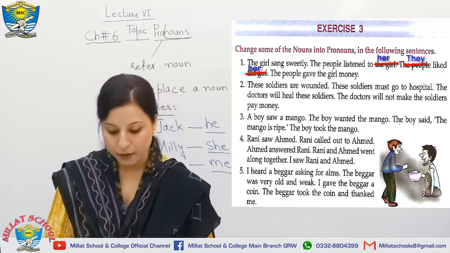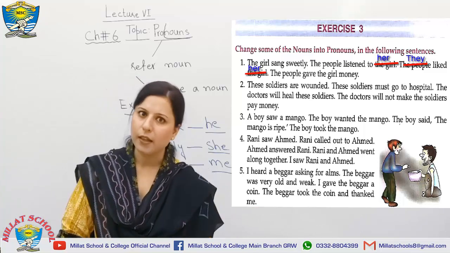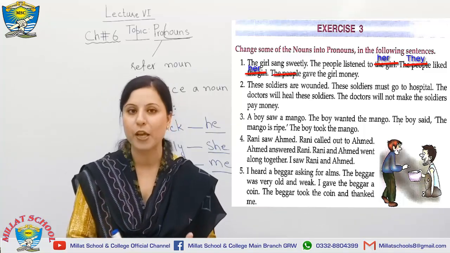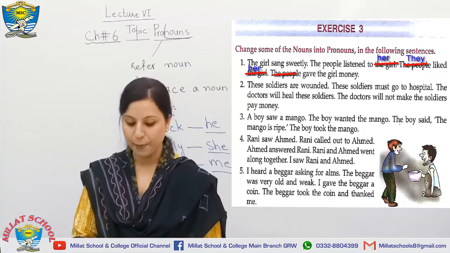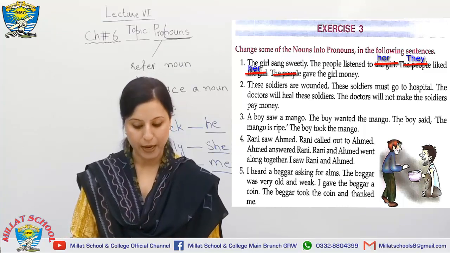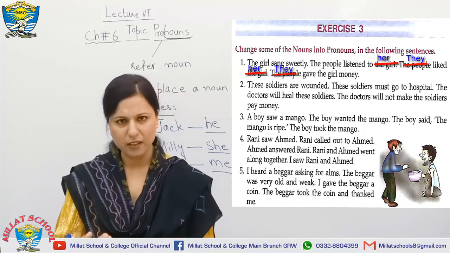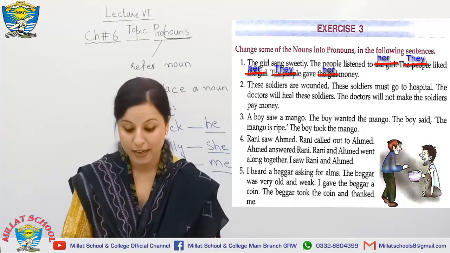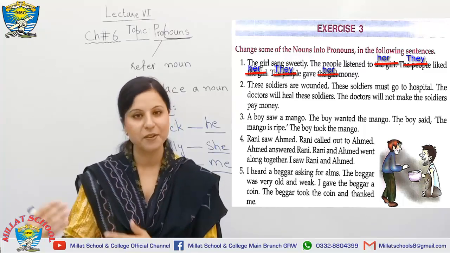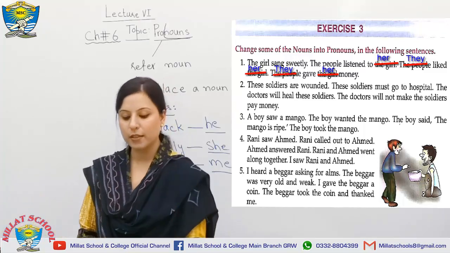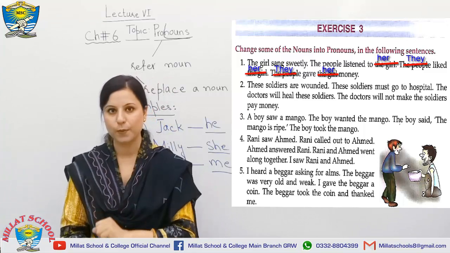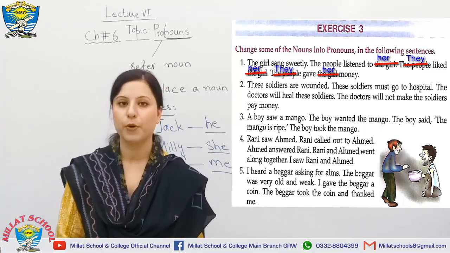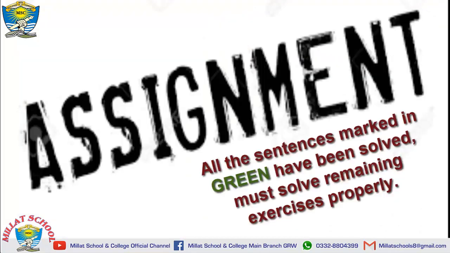The people gave the girl money. Again, the people, again, the girl. No, I'm not impressed by this sentence, so I would like to change it by using some pronouns. For example, the people will be replaced by they: they gave the girl. No. Underline the girl again and use her. The people gave her money. Yes, now this exercise will be your assessment and you have to complete it on your own by using this pronoun method.